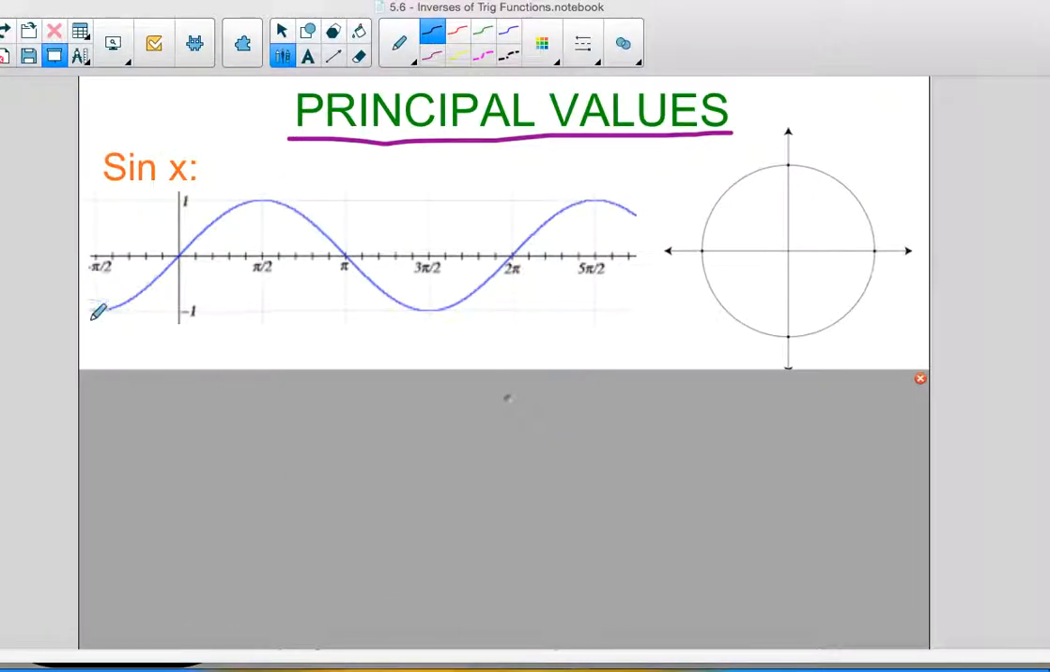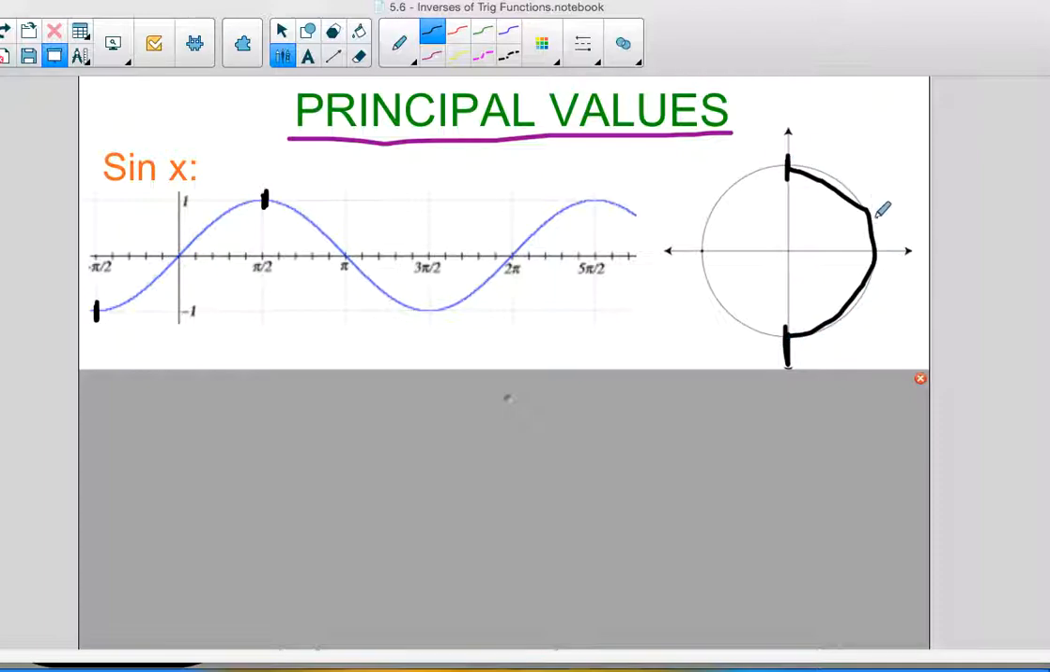So for sine, we restrict all of our principal values for our inverses between negative pi over 2 and positive pi over 2. So negative pi over 2 would be this angle right here, and then it would include every single y value from there up to positive pi over 2. So again, it's just this side of the circle instead of this side. The lowest value we can have for our principal values is negative pi over 2, and the biggest one is positive pi over 2.